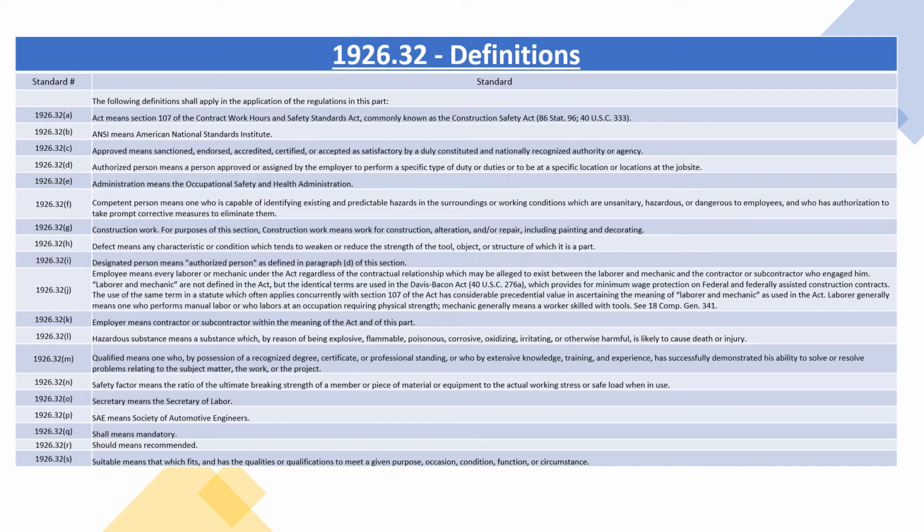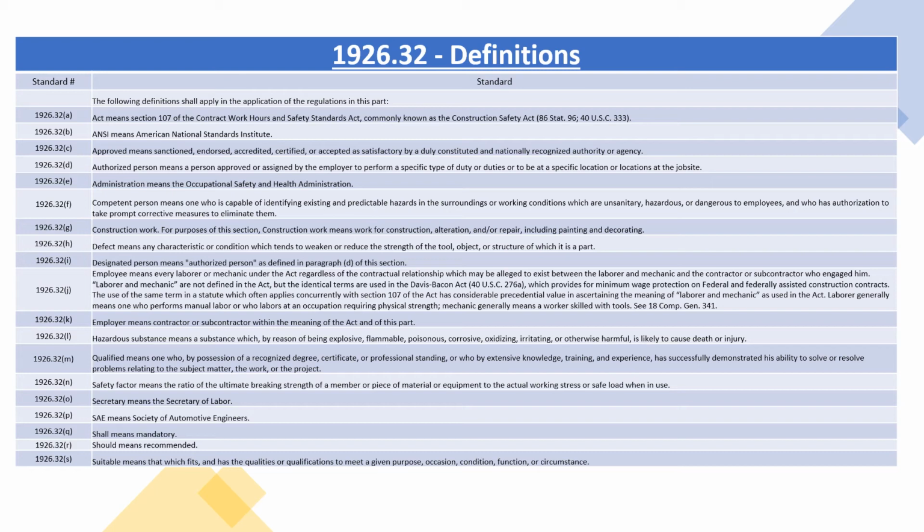1926.32 M. Qualified means one who, by possession of a recognized degree, certificate, or professional standing, or who by extensive knowledge, training, and experience, has successfully demonstrated his ability to solve or resolve problems relating to the subject matter, the work, or the project. 1926.32 N. Safety factor means the ratio of the ultimate breaking strength of a member or piece of material or equipment to the actual working stress or safe load when in use. 1926.32 O. Secretary means the Secretary of Labor.